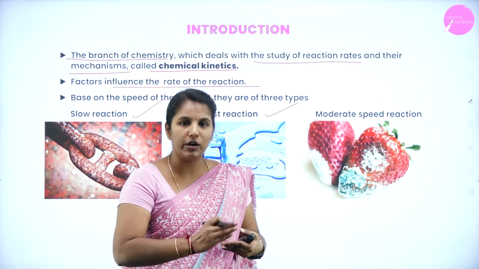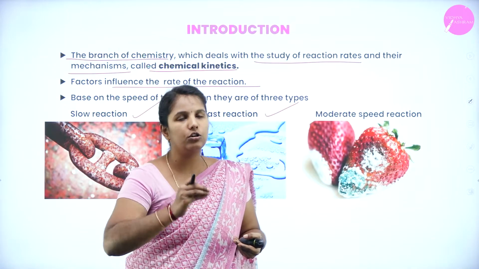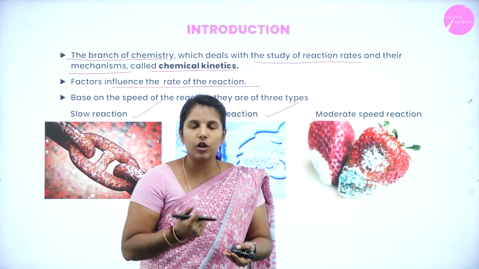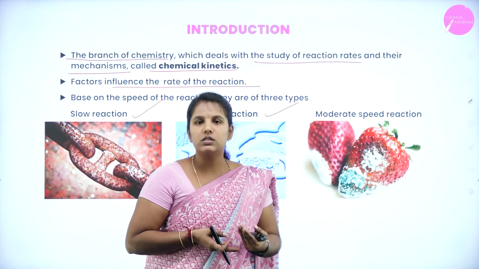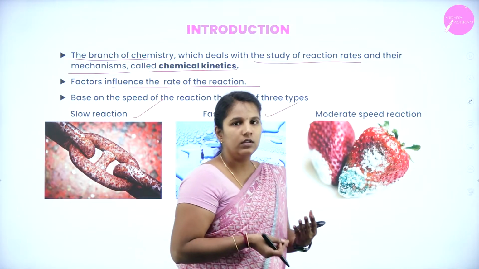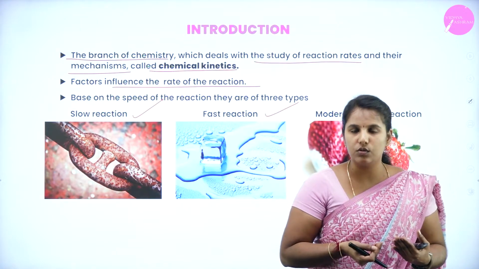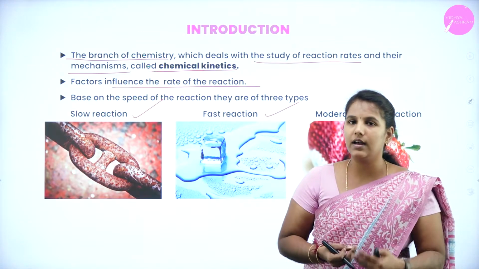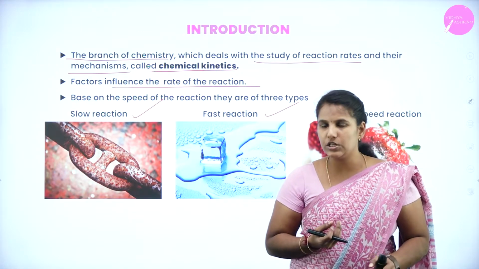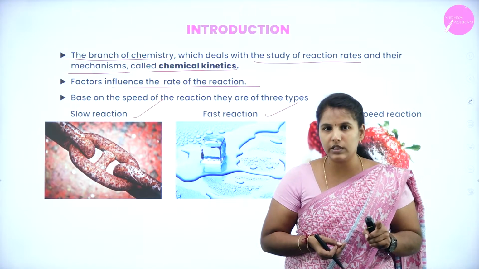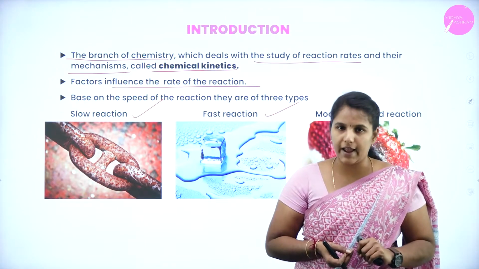So, it is a moderate reaction, not too fast, not too slow. Similarly, the spoilage of fruits and spoilage of bakery items, and you can take photosynthesis also. So, all these are the 3 types of reaction, which mainly depend upon the speed of the reaction.